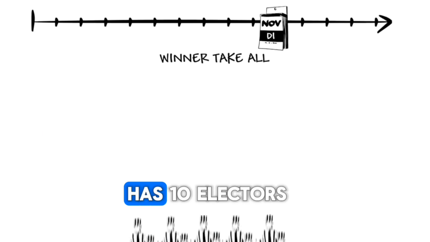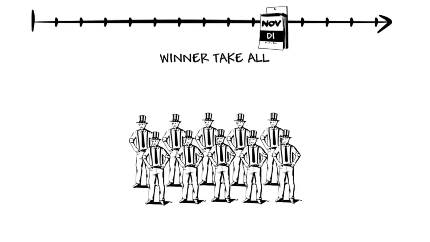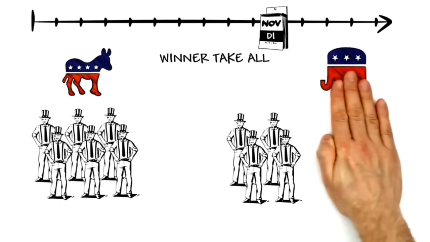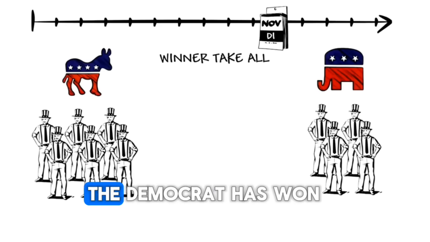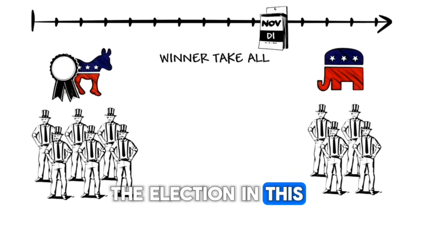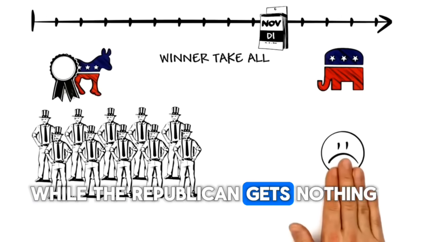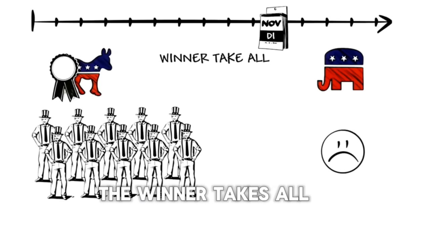Let's say a state has 10 electors. If at the end of the voting day, the tally awards 6 electors to the Democratic candidate and 4 to the Republican, the Democrat has won the election in this state and gets all 10 votes, while the Republican gets nothing. The winner takes all.